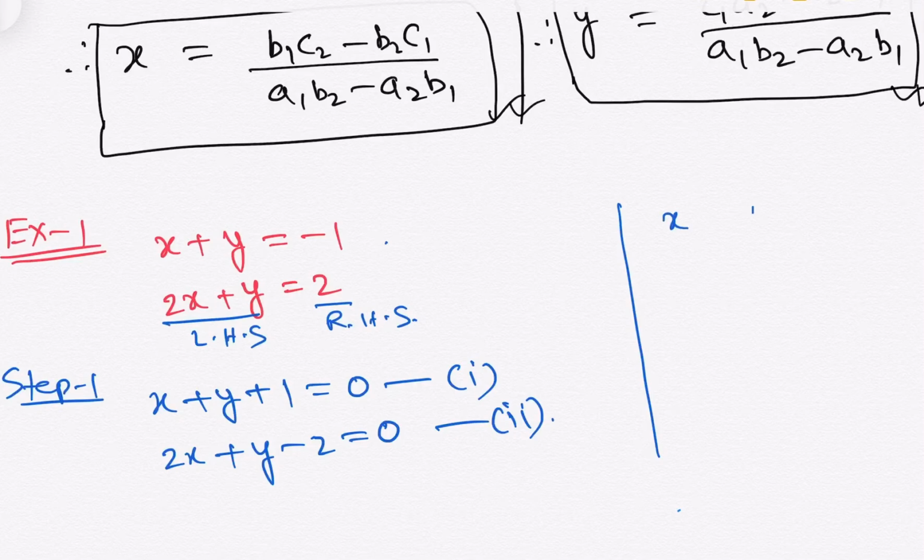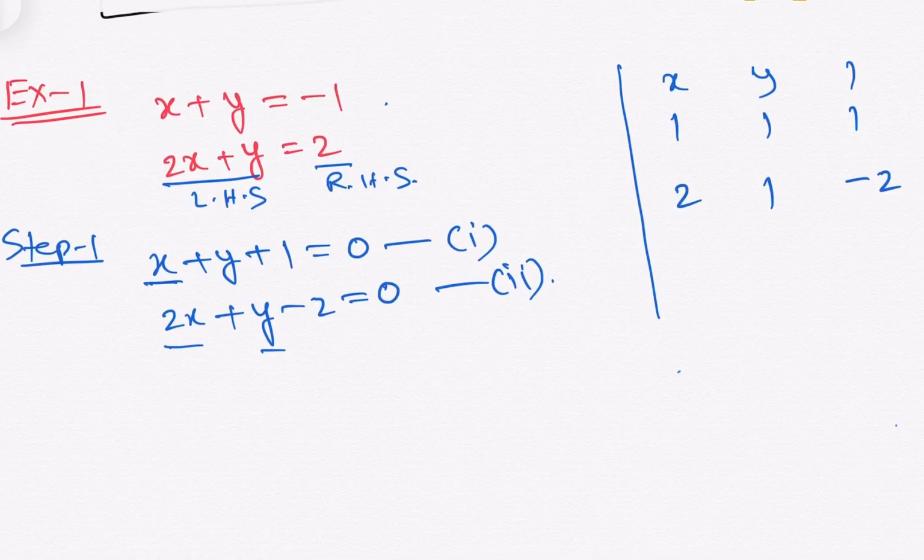First you write x, y, and for the constant part 1. After that you write the coefficient of x. In our given equation, the coefficient of x from equation 1 is plus 1, write 1 here, and y from equation 1 is also plus 1, and the constant part also plus 1. Now from equation 2 we see that the coefficient of x is plus 2 and y also plus 1, and the constant part is minus 2. You write this first. After that you calculate the value of x.